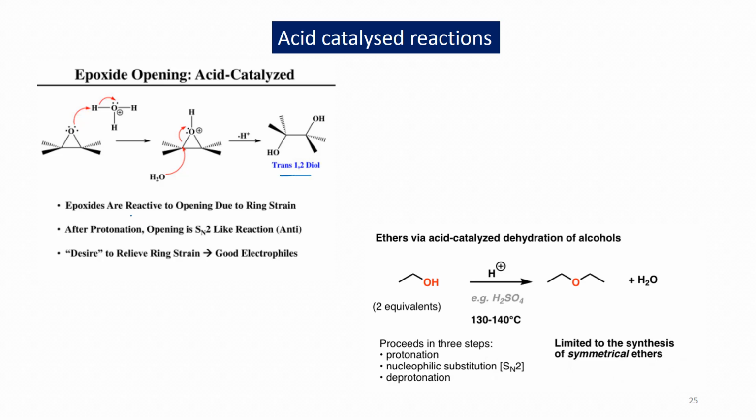So epoxides are reactive to opening due to ring strain. After protonation, opening is an SN2 like reaction, driven by the desire to relieve the ring strain, and they are good electrophiles, because as 3-member rings they are highly sterically strained rings.